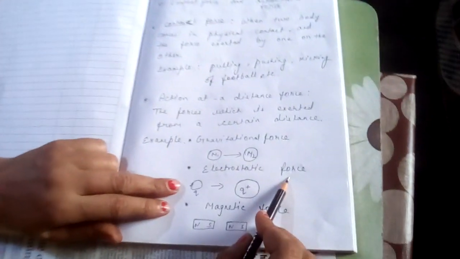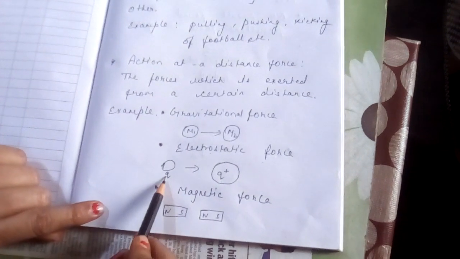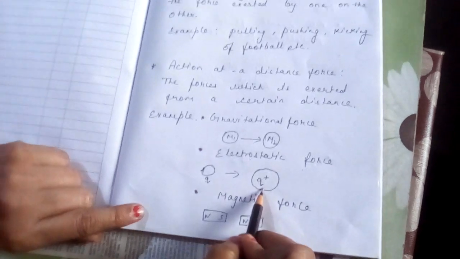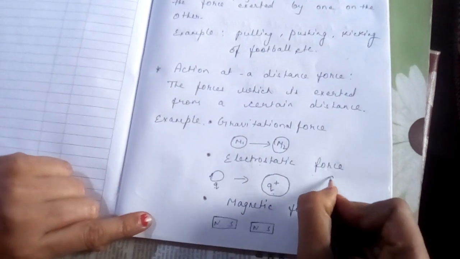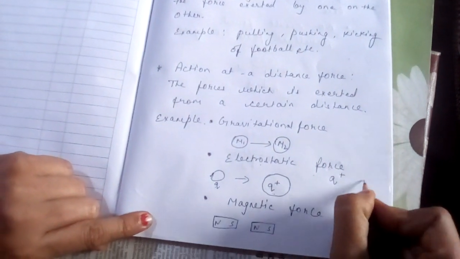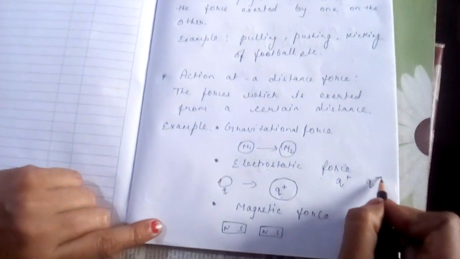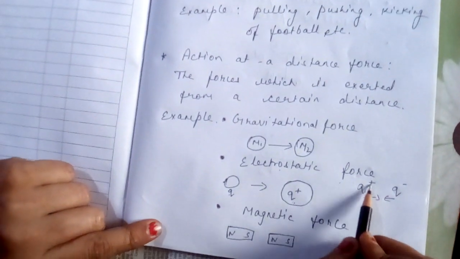One more thing I am showing you, just see here. Electrostatic forces. We have taken one charged body and another object. It also acts from a distance. A charged object attracts an uncharged object. Or if you take two charged objects, suppose Q plus and Q minus, opposite charged objects will attract. So the force acts from a distance. So this is electrostatic force.